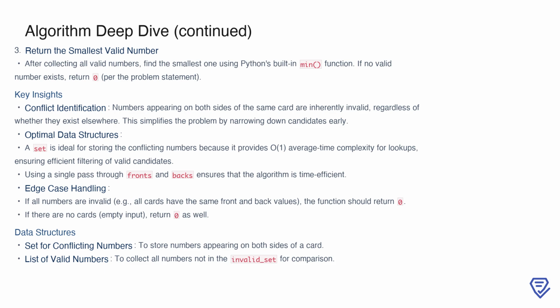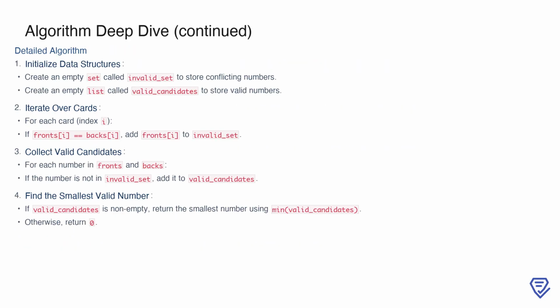Now, there are a few key insights to consider. First, the process of identifying conflicts early simplifies the problem significantly by reducing the pool of numbers we need to evaluate. Using a set for storing conflicting numbers is particularly advantageous, as it provides constant time lookups. This ensures that our solution remains efficient even with a large number of cards. Additionally, handling edge cases like when all numbers conflict or when no cards are provided ensures the solution is robust. Finally, our approach uses optimal data structures, a set for conflicts and a list for valid candidates, to balance efficiency and clarity. Let's break the algorithm into detailed steps.